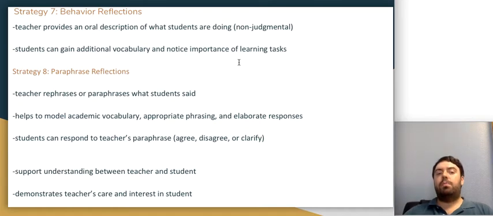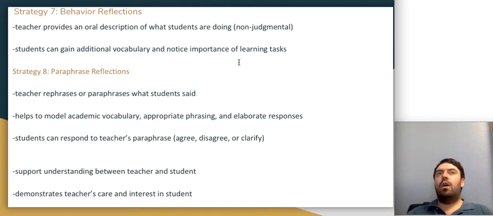A seventh strategy would be behavior reflections, and this is reflections that the teacher is making. While the students are completing a task, the teacher is basically orally summarizing what students are doing. They're saying out loud what they see the students doing, in a non-judgmental, matter-of-fact way. Like, oh, I see that you are organizing the shapes based on geometric shapes. So you're putting all of the circular objects together. You're putting all the rectangular objects together, and you're putting all the triangular objects together. That's great.